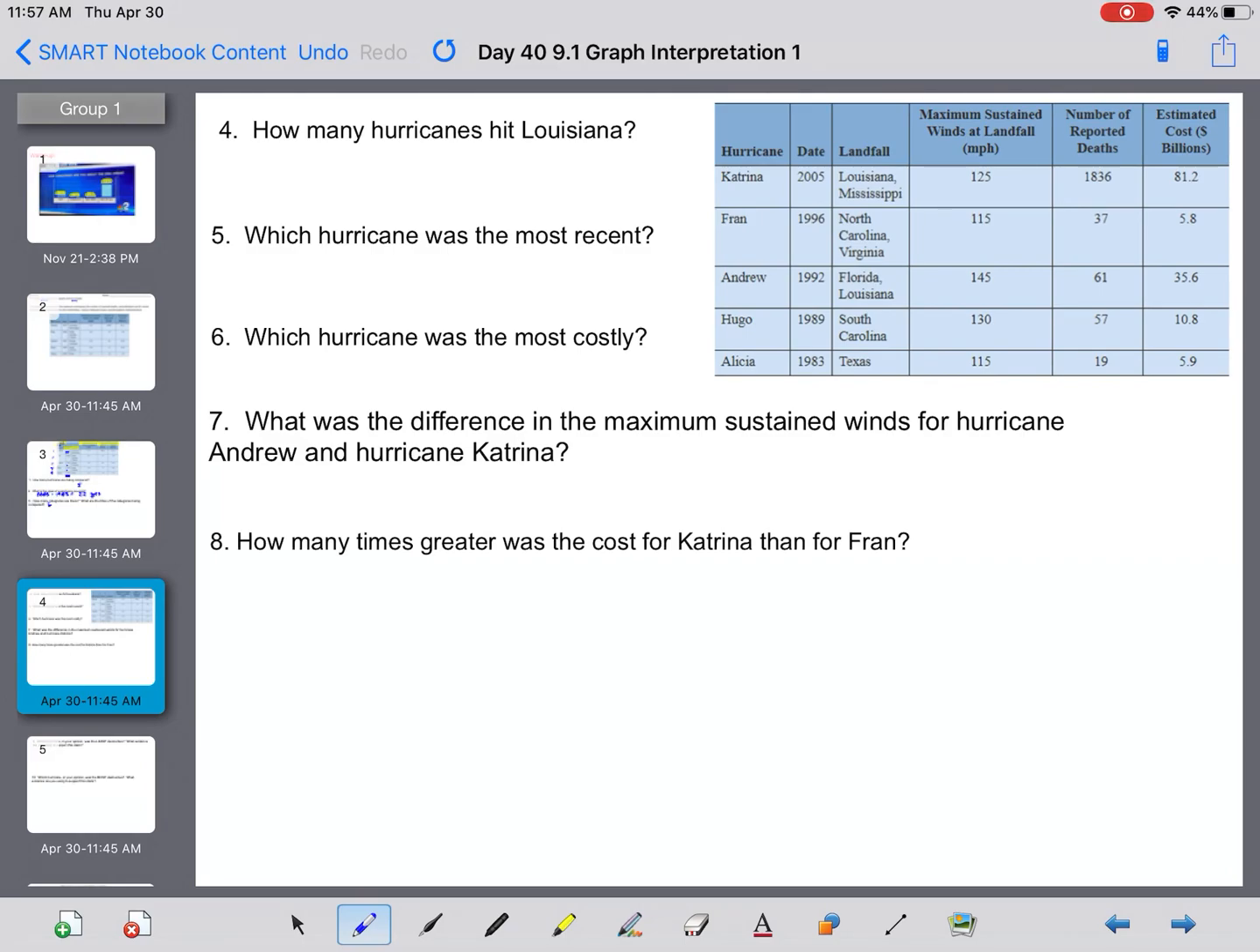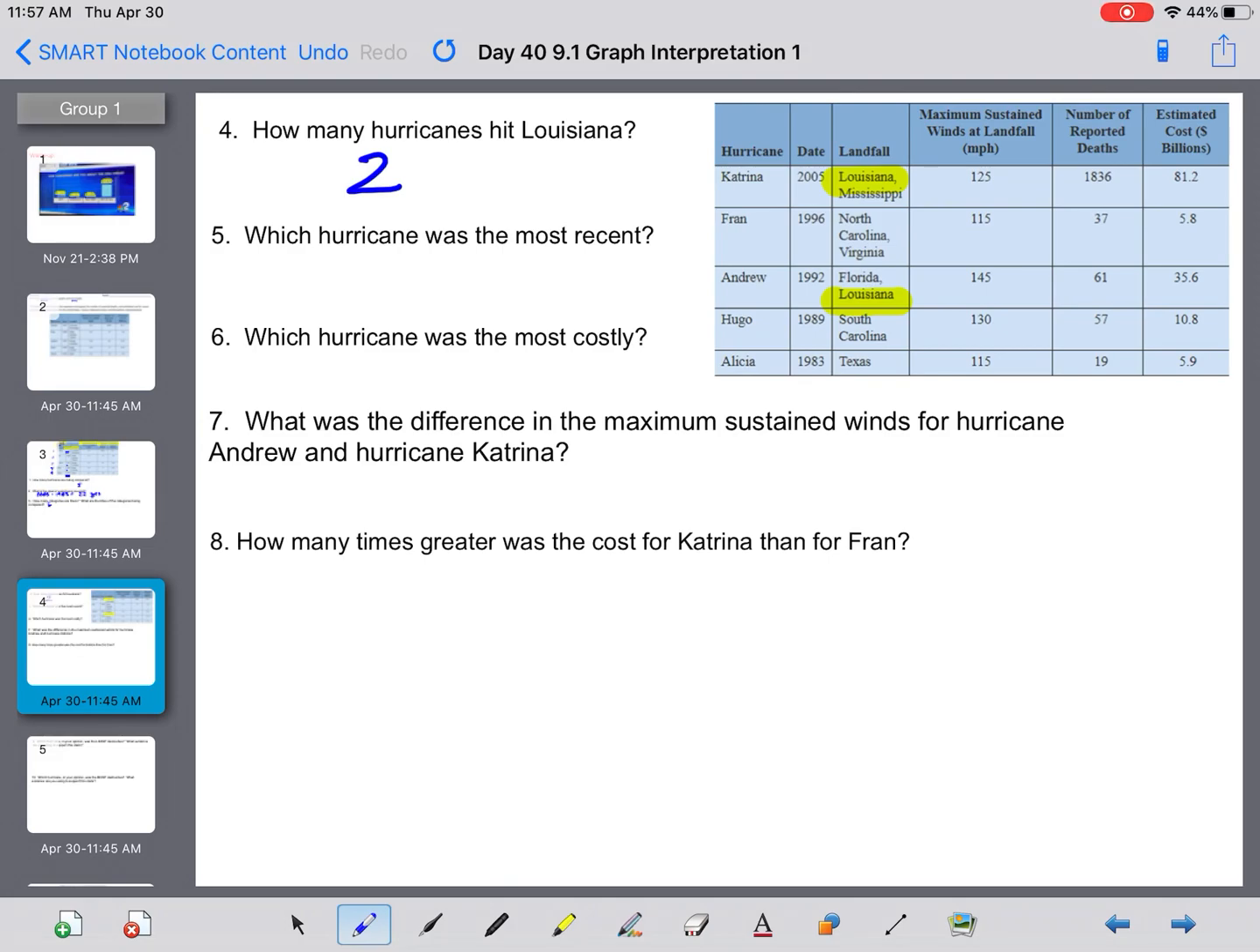Moving on to number 4, how many hurricanes hit Louisiana? This is a tricky one because there's actually 2. So if you notice here, just kind of reading this and getting comfortable, where did it hit landfall for Katrina? It hit in Louisiana and in Mississippi. So that means 2 different states were impacted with that particular hurricane. And if we just keep going down the list, you can see Florida and Louisiana here. So again, 2 different states were impacted when Andrew hit.